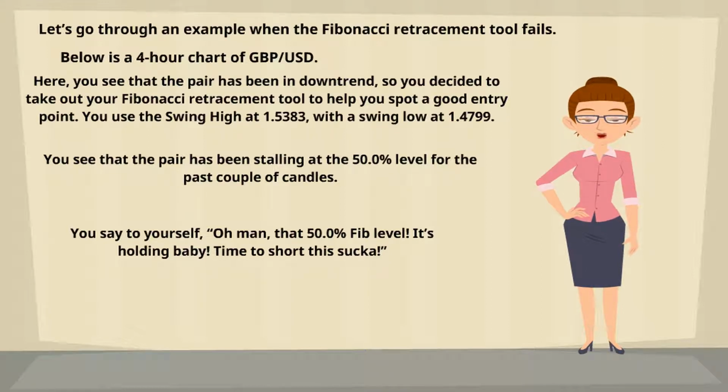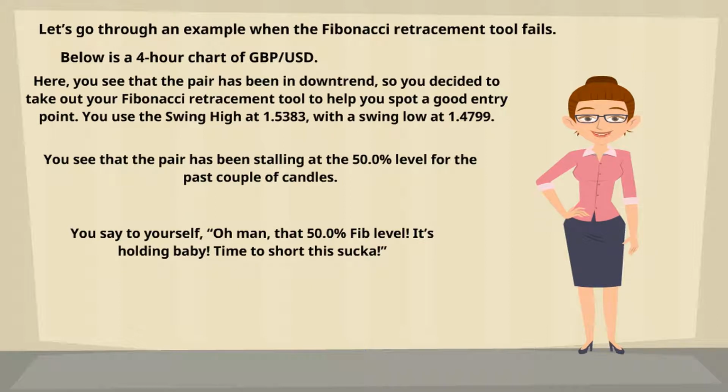Here, you see that the pair has been in a downtrend, so you decided to take out your Fibonacci retracement tool to help you spot a good entry point. You use the swing high at 1.5383, with a swing low at 1.4799. You see that the pair has been stalling at the 50.0% level for the past couple of candles.